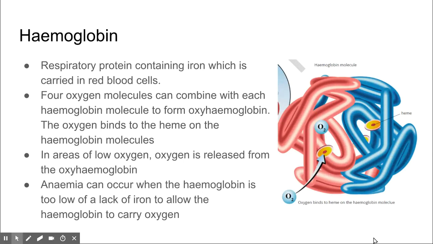So, hemoglobin, which we mentioned a little bit earlier, is a respiratory protein and it contains iron, which is carried in our red blood cells. Because of this iron, we have four oxygen molecules which are available to combine to each hemoglobin molecule, and this forms oxyhemoglobin. In areas of low oxygen, the oxygen is released from the oxyhemoglobin, but we can see anemia occur when we have low iron in our blood because the hemoglobin is not able to carry oxygen in these circumstances.